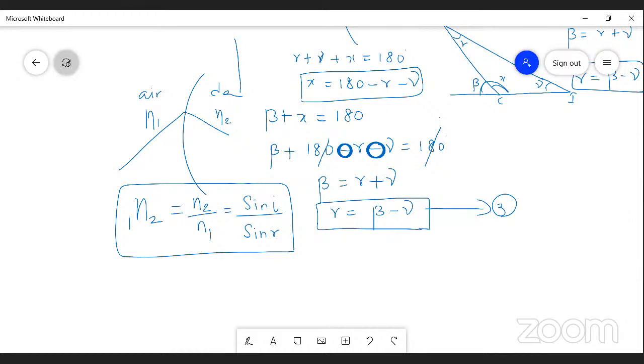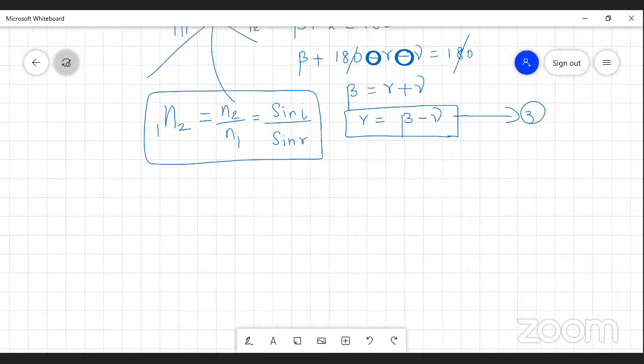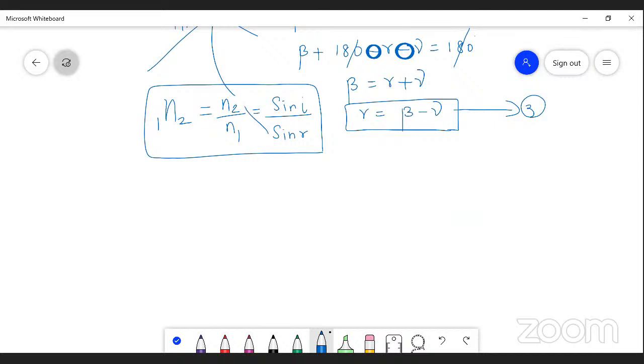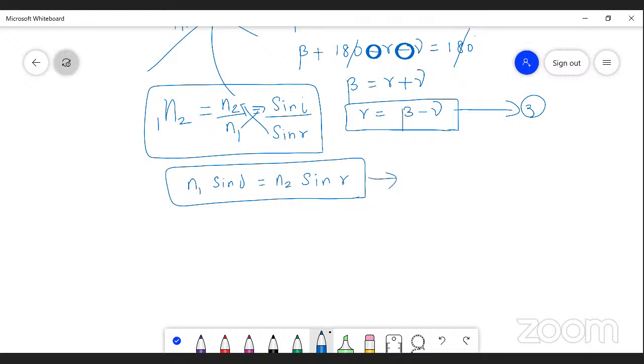I want to simplify this equation. By cross multiplication, n1 sin I is equal to n2 sin r. This is equation number 3. For very small angles, the spherical equation for refraction at a single spherical surface, two conditions are very important. What is the first condition?